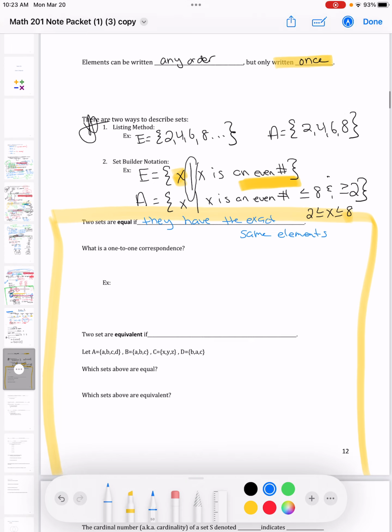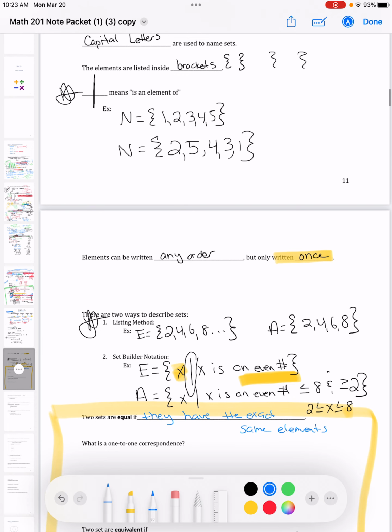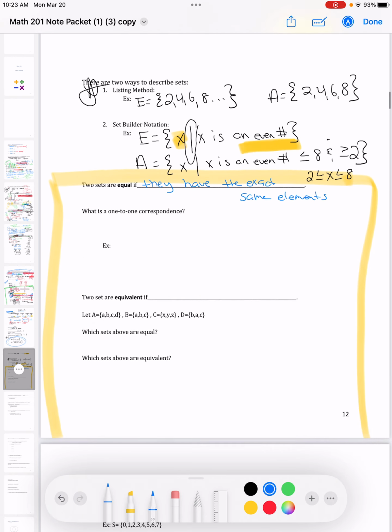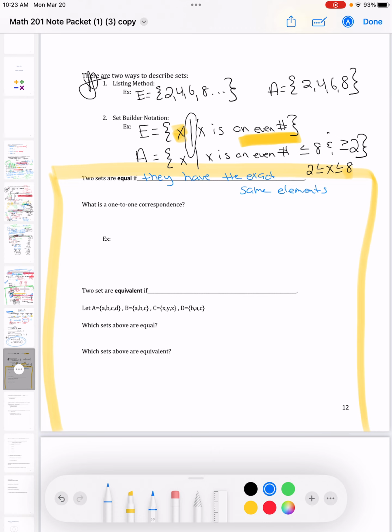So looking up what other problems I've worked before, these two sets are equal. They have the exact same elements. It doesn't matter the order they're in, but they have to look exactly the same. All the same elements have to be in them. Now, that doesn't happen all the time. That's kind of a really special case.